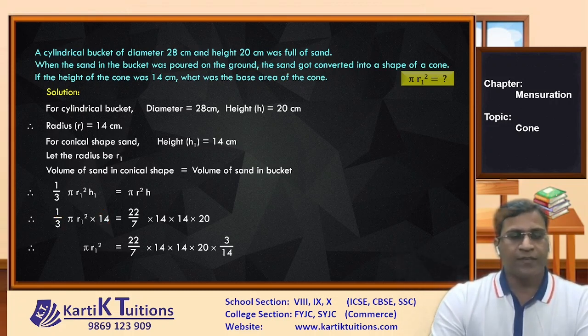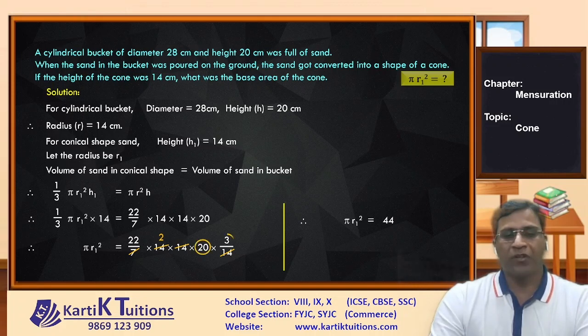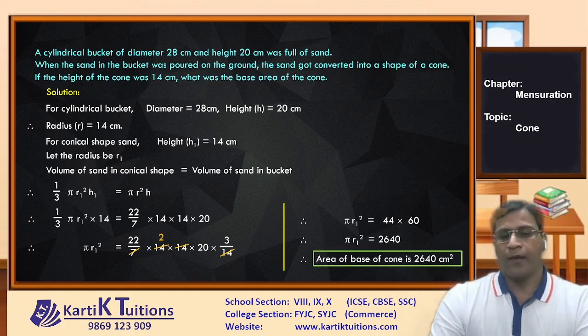Now let's simplify. See, 7 ones are 7, 7 twos are 14. Then this 14 gets cancelled. So basically pi r1 square will become what? 22 into 2 that is 44. 20 into 3 that is 60. Now we have to just multiply this. So pi r1 square will become 2640. So basically the area of base of the cone is 2640 centimeter square. I hope you have understood this sum also.